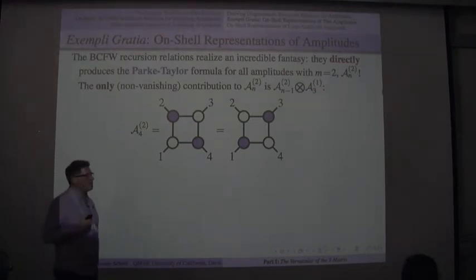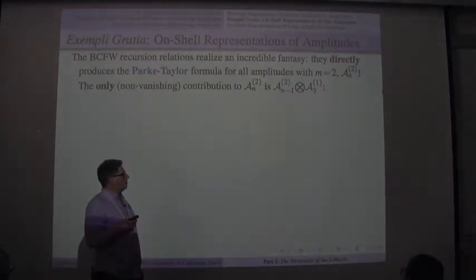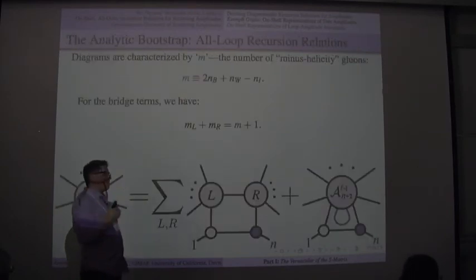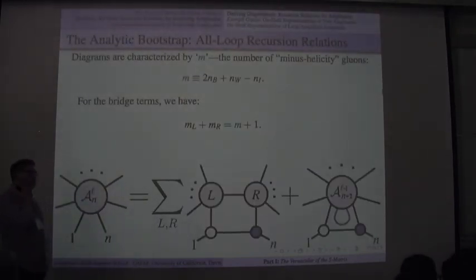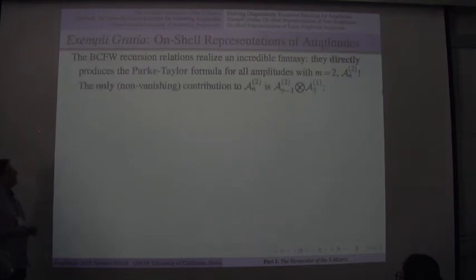Yeah? Can I just stop you for a second? Can you go back to your previous slide where you had this equation, m left plus m right is m plus 1? Yeah. So basically you're saying there are no graphs with m equals 0. There's only one graph with m equals 1, which is the 3.1. Yeah. And for m equals 2, the right-hand side is 3. Yeah. There's only one way to make it up, right? Yeah. Simple as that.